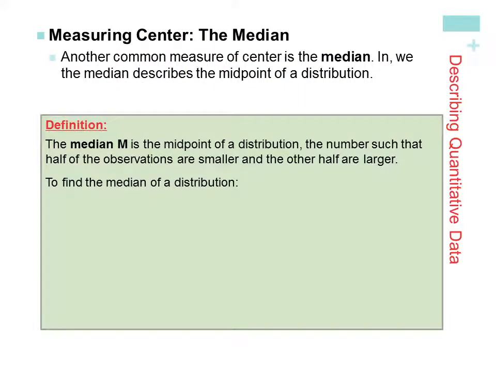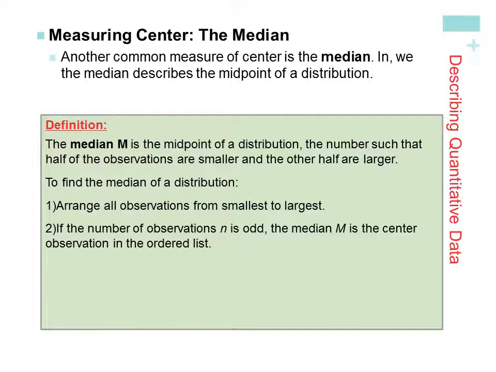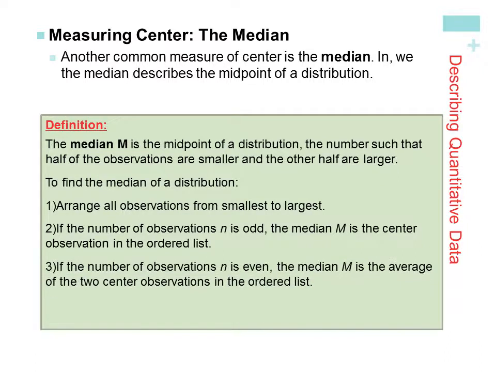So the other measure of center that we talked about was the median. You've heard of this before. The median is just the midpoint of the distribution. What is the number in the middle? The median is the midpoint of the distribution such that half of the observations are smaller and half of them are larger. To find the median, make sure you arrange your observations from smallest to largest. You can do this by hand, or you can do this on your graphing calculator. If the number of observations is odd, the median is the center observation, the one in the middle, with an equal number of observations above and an equal number of observations below.